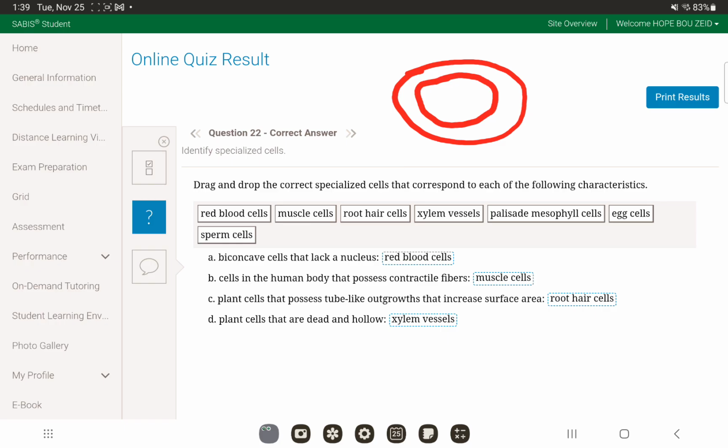So biconcave cells that lack a nucleus, red blood cells. And also they lack a nucleus and other organelles because they need more space to carry the oxygen molecules from one place to another within the body. Cells in the human body that possess contractile fibers, muscle cells. Yes, muscle cells contain these contractile fibers.